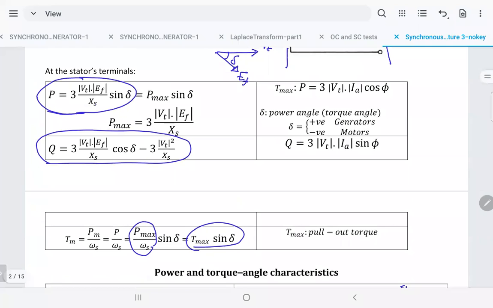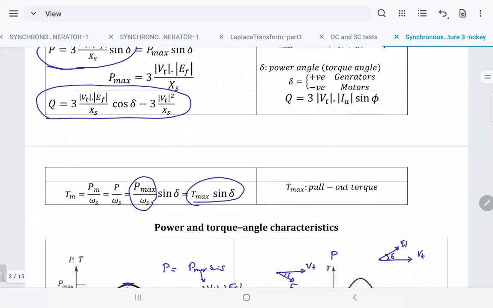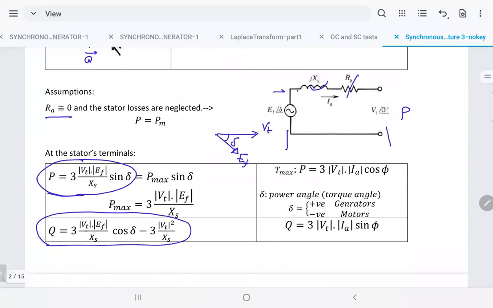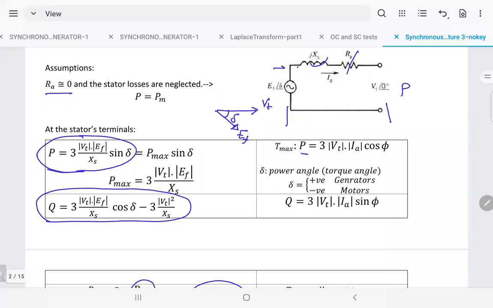So you got two formulas to find active power and reactive power. The first formula is the simple one that you know, let me get it here for you. Yes, that's the power. You multiply the voltage by the current by cosine of the angle between them, the power factor. And if you want to find the reactive power, it will be equal to 3 times VT IA, instead of cosine phi, sine phi. That's what you know, how you find the active power and reactive power.